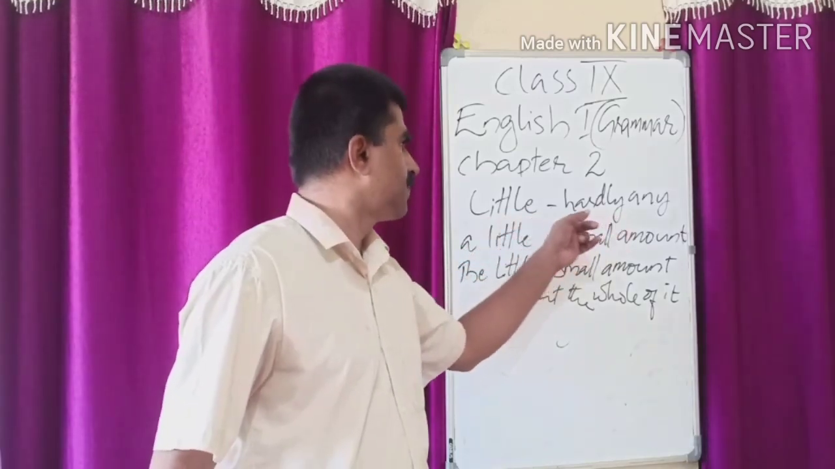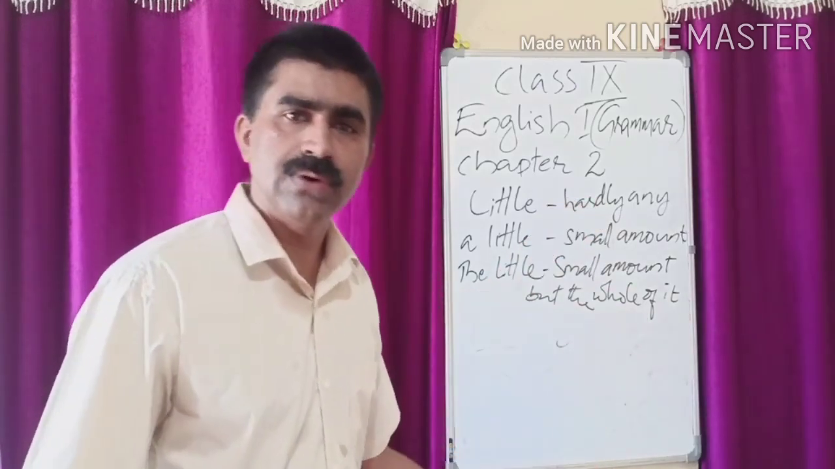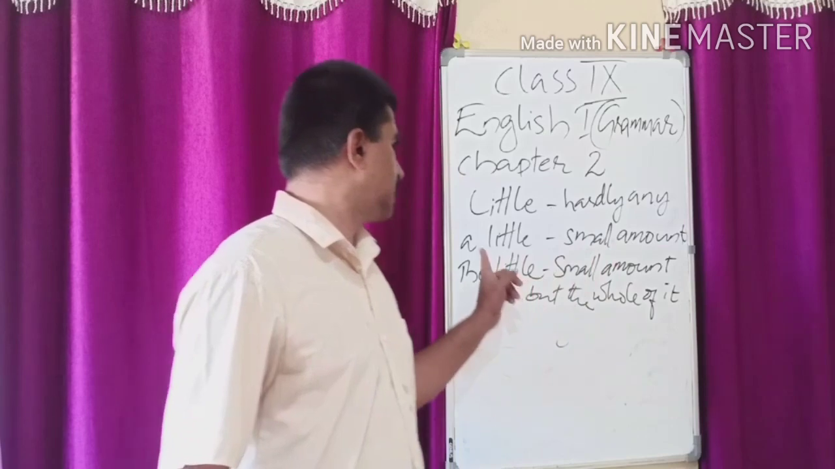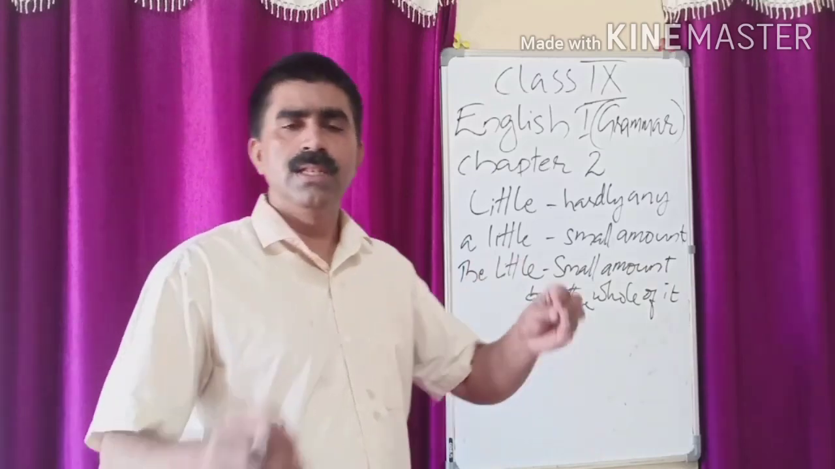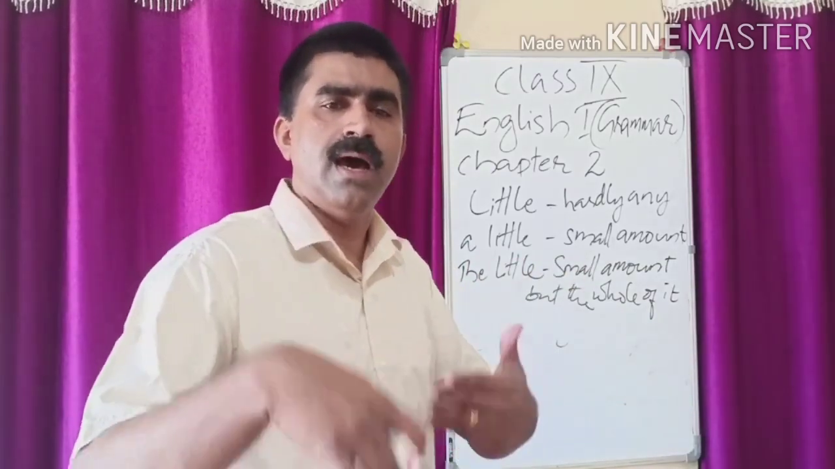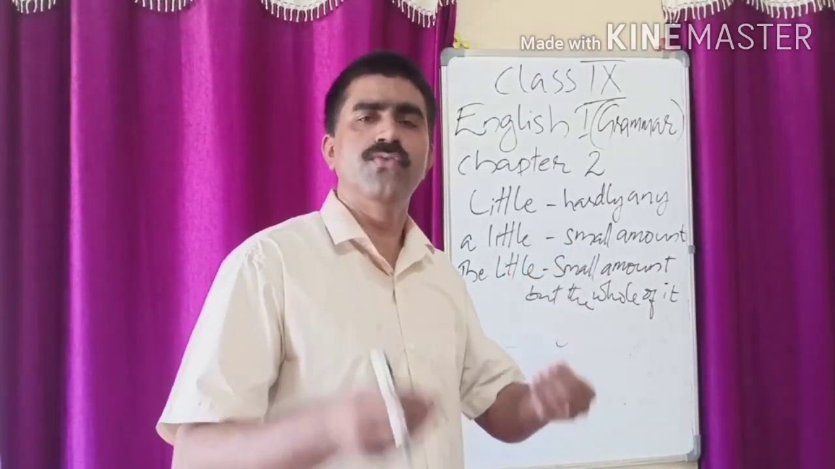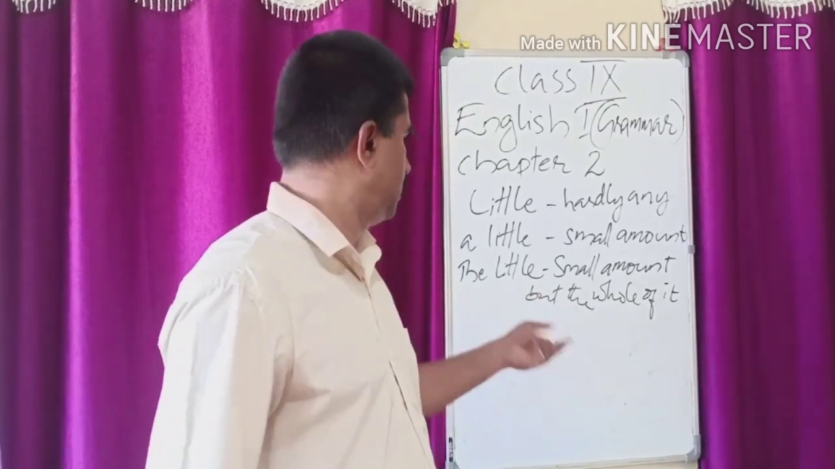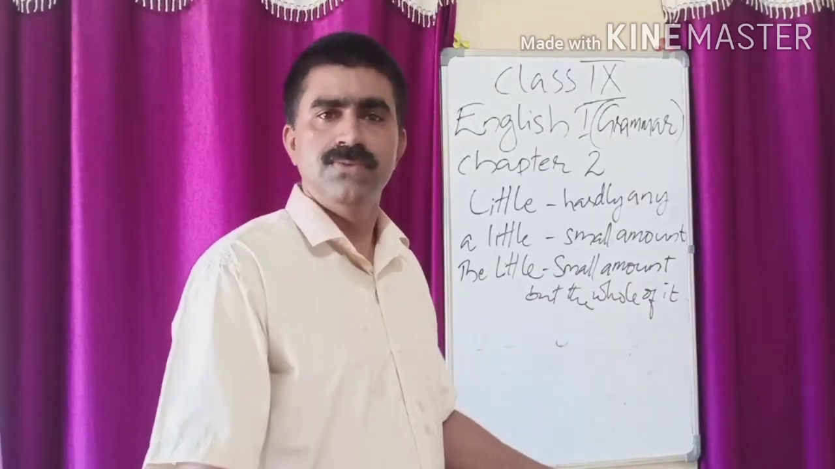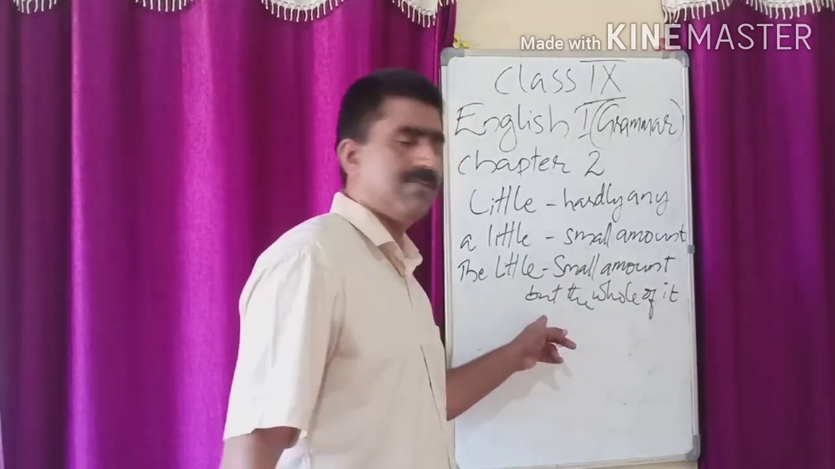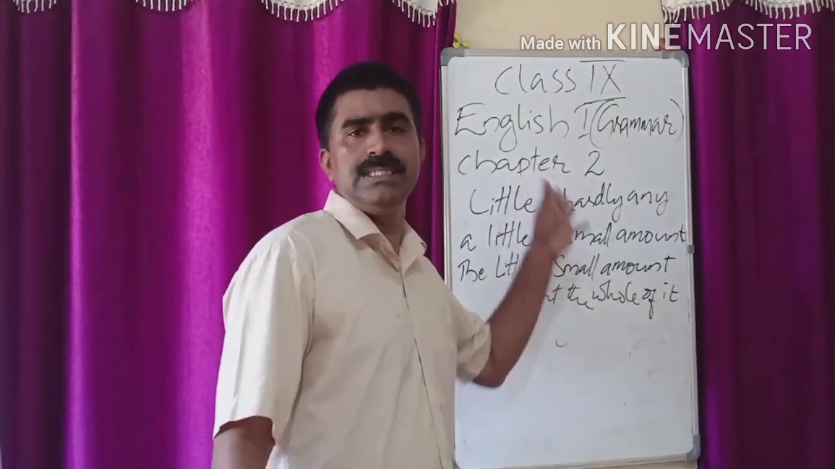So little means hardly any. For example, little did they know of the consequences. That means they did not know anything about the consequences. Then the second one, a little. A little amount of water remained after the drought. That means very little, a small amount of water remained after the drought. The little water that remained after the drought was given to the children. That means the small amount of water that remained was given to the children. So that is the difference between these three.